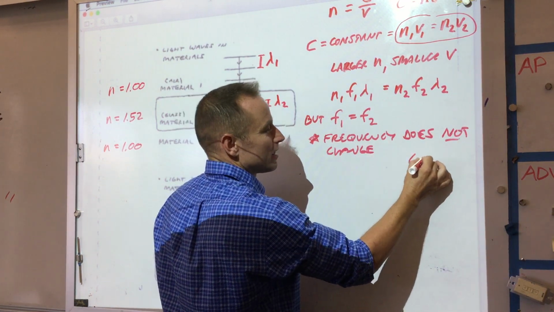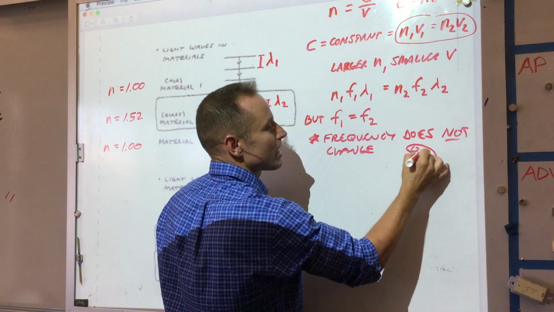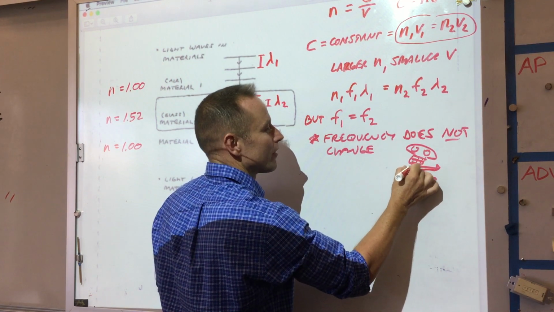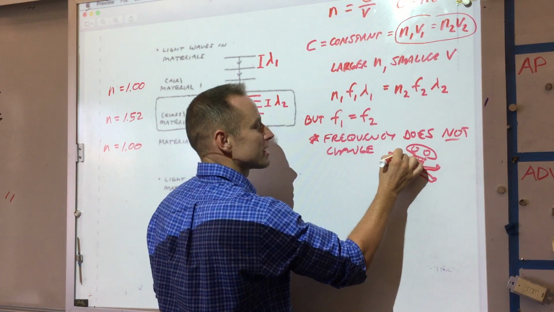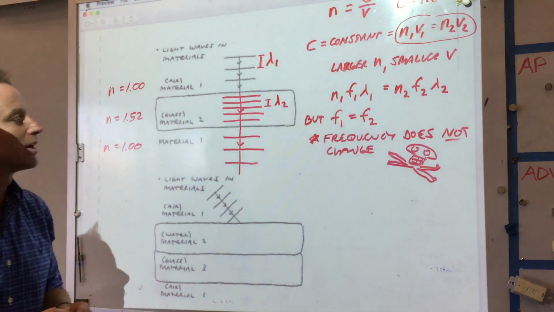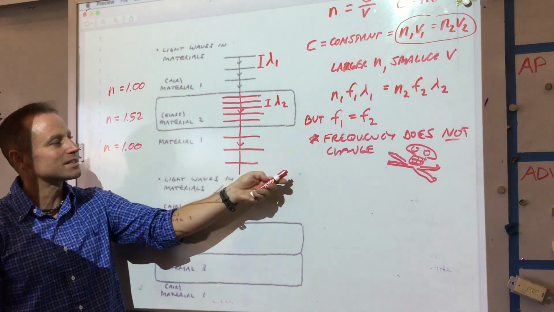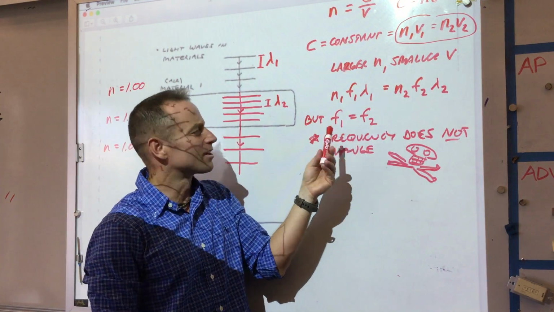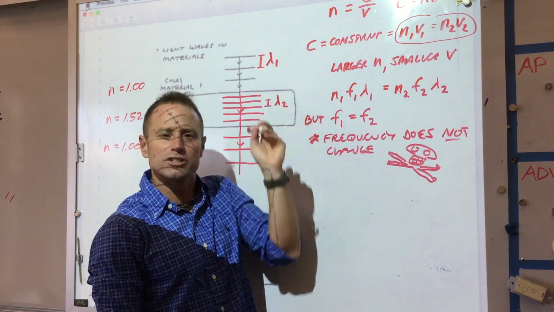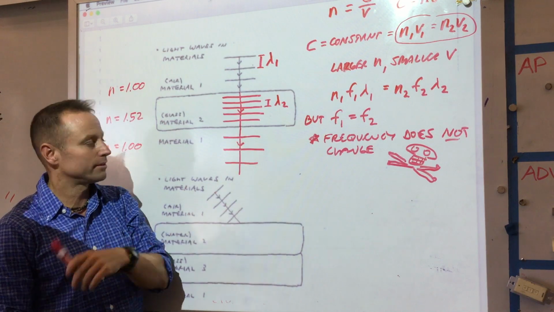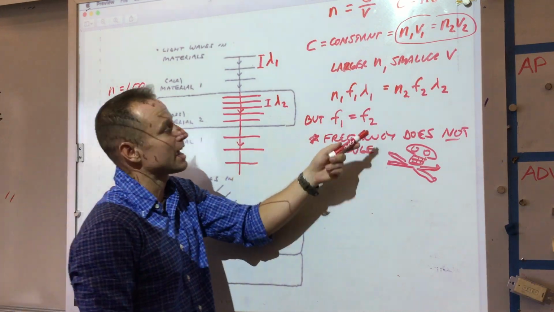By the way, that's worth a little skull and crossbones, because they will try to ask things like that sometimes on the AP. They'll say, if somebody doubles the index of refraction of the material, what happens to the frequency? And you can say, well, nice try, nothing. Nothing changes. Associate color with frequency. The light doesn't change color just because it's inside of glass or inside of water. So the frequency is not going to change.